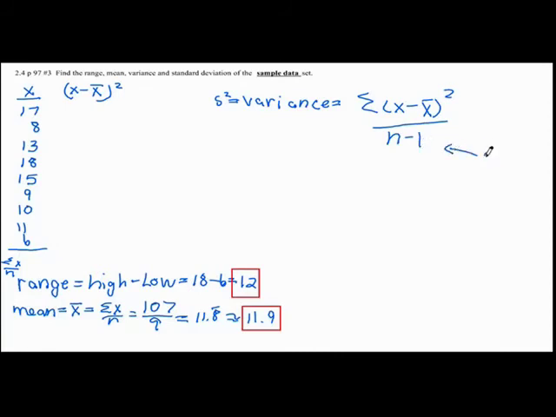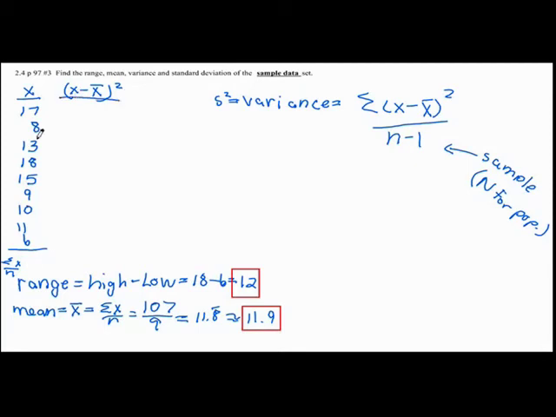If it was a population, it would just be the capital N. So pay attention to what they're asking for. It would be capital N for the population, and so you wouldn't do the minus 1. Because of the error, that's why they did minus 1.